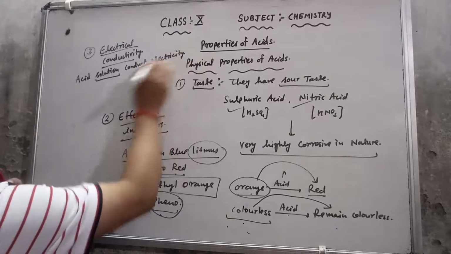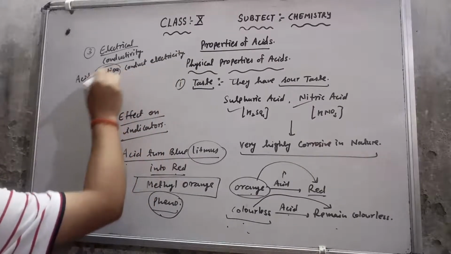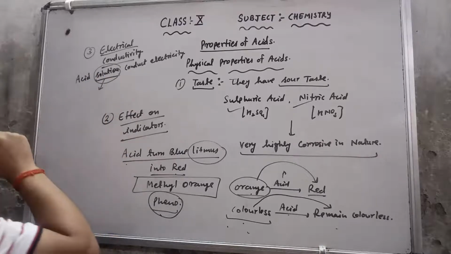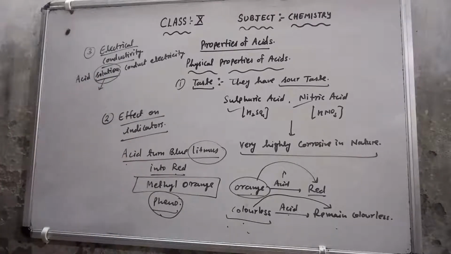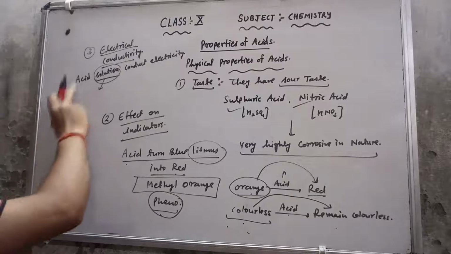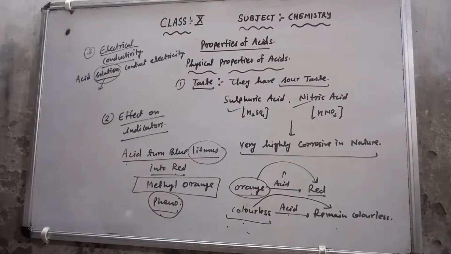Solution means it should be in the form of water. Some water should be available there. That means hydrated acid can conduct electricity. Anhydrous or dry form of acid cannot conduct electricity, because in the dry form they do not release hydrogen ions. So they do not release hydrogen ions, and they cannot conduct electricity.